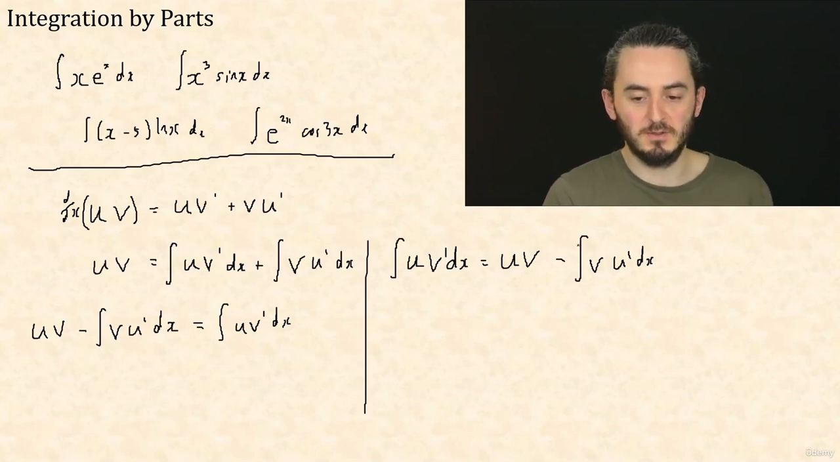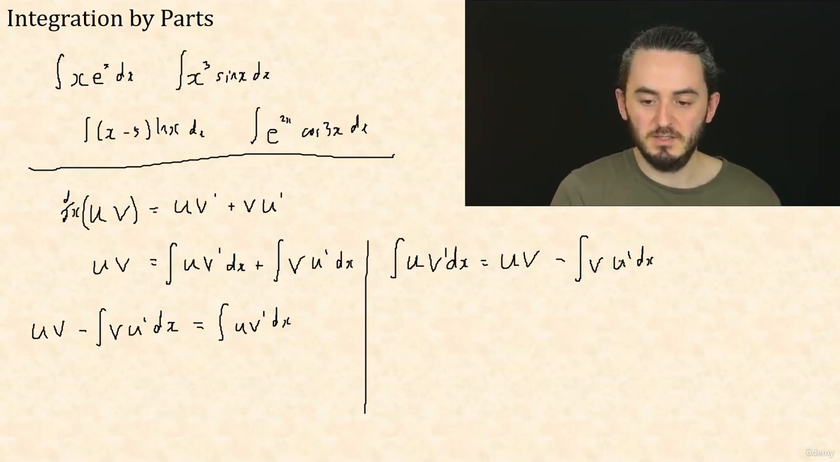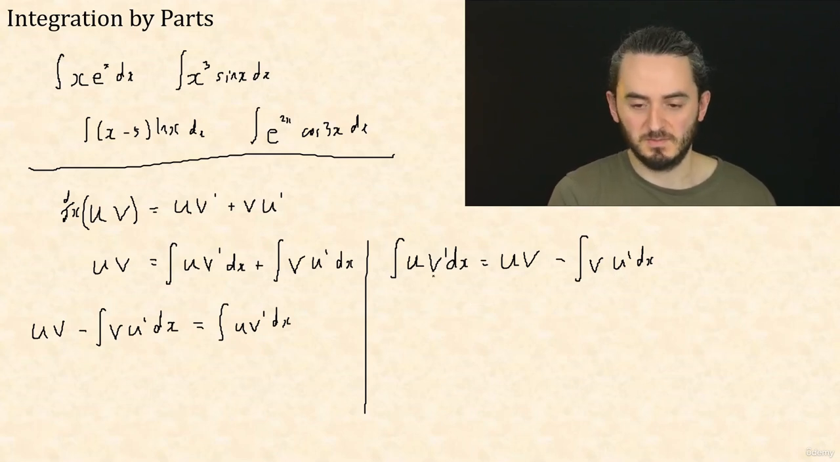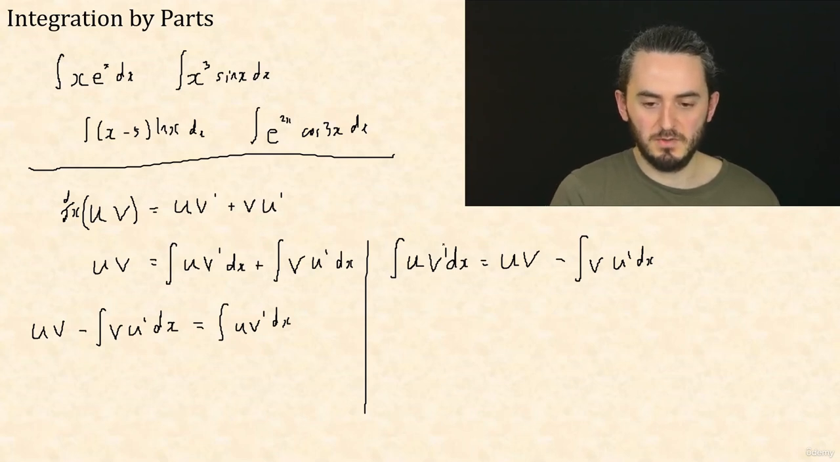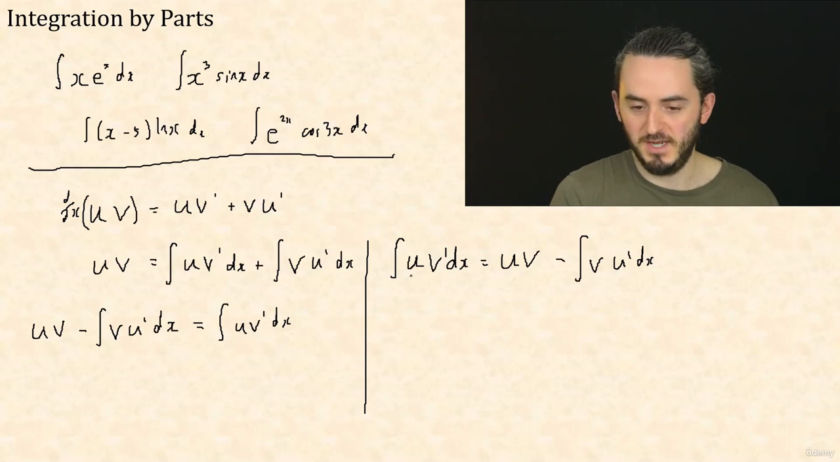Now, how could that be useful? Well, it could be useful if v u dash is nice to integrate, but u v dash isn't. Now, specifically, what you're looking for is the product of two things, one of which, this u bit, is nice to differentiate. And by nice to differentiate, I mean it's going to get easier. Because what happens to u? Well, it appears there and it differentiates here.